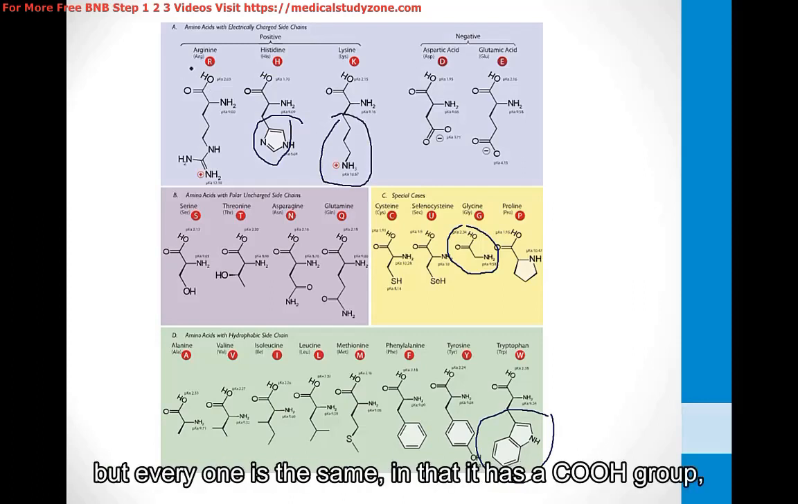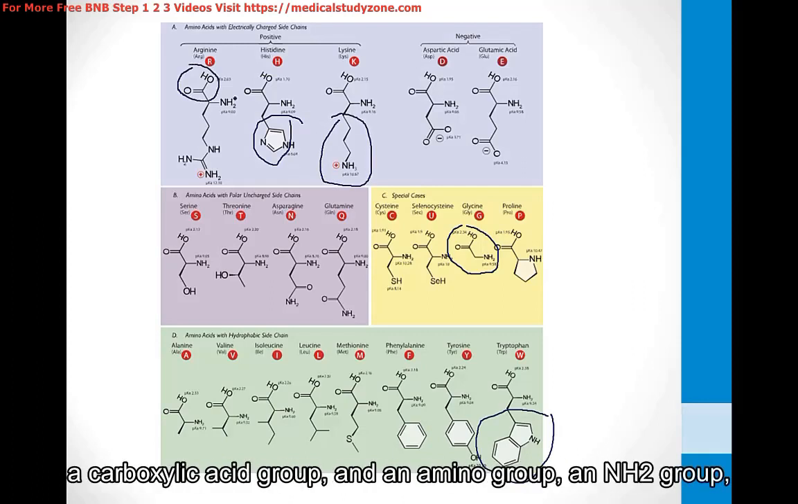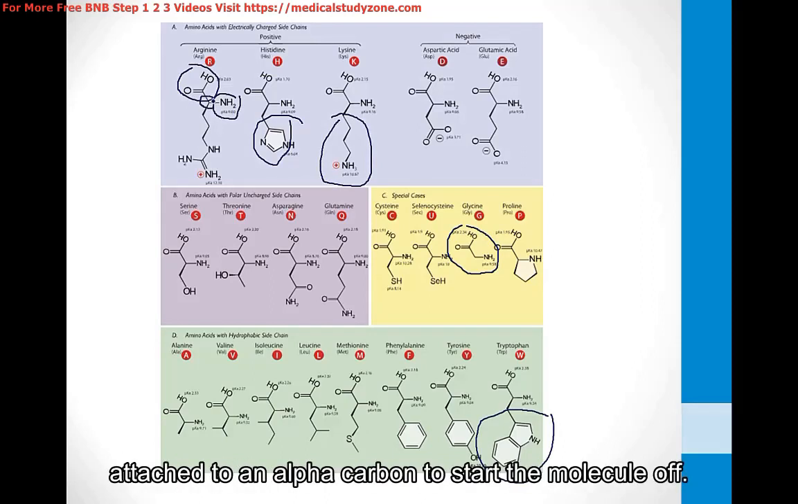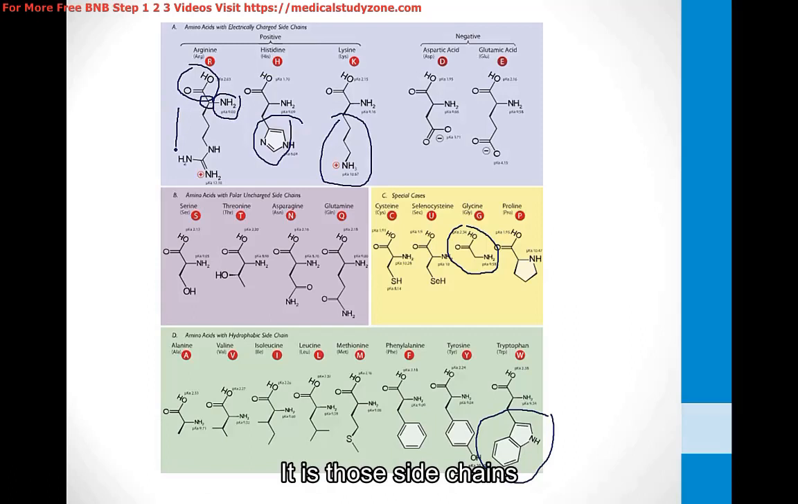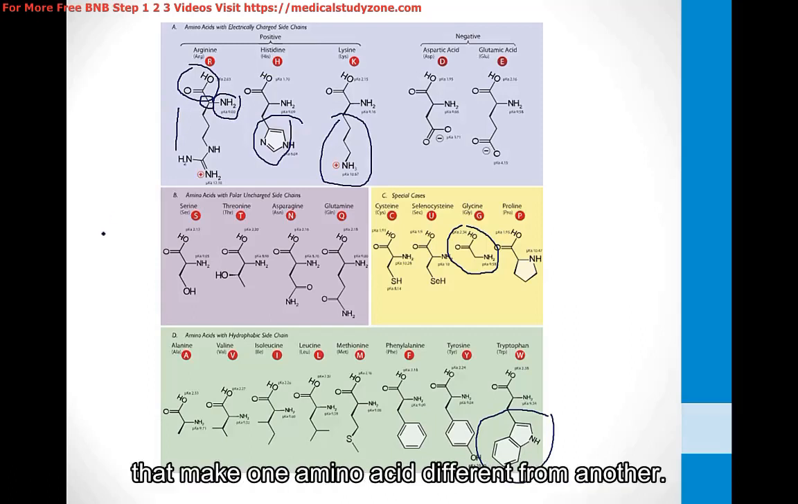But every one is the same in that it has a COOH group, a carboxylic acid group, and an amino group, an NH2 group, attached to an alpha carbon to start the molecule off. It is those side chains that make one amino acid different from another.